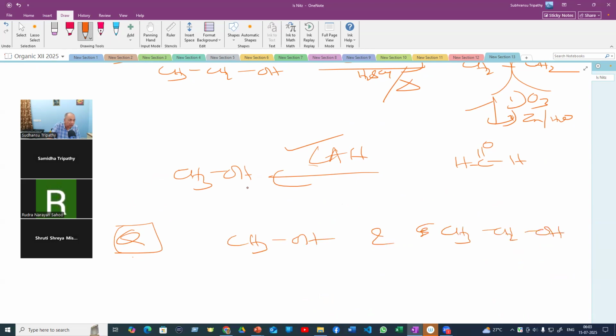Anyone can remind me how to distinguish between methanol and ethanol? Both are alcohols. You can't use ceric ammonium nitrate because both will give a red color. So, anyone who remembers?